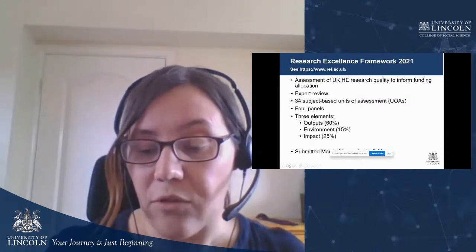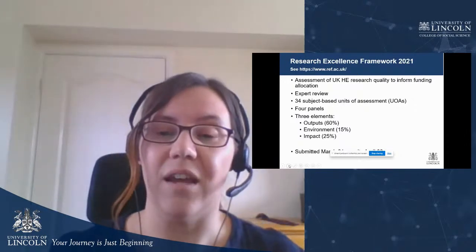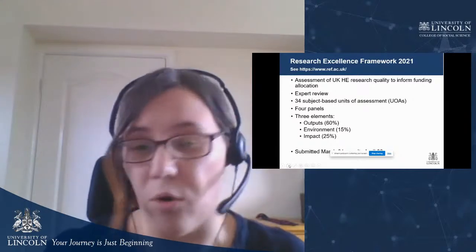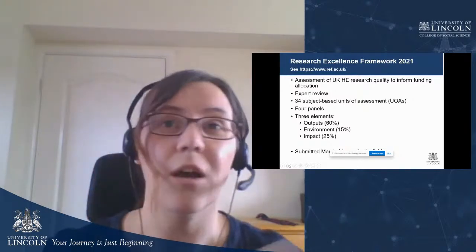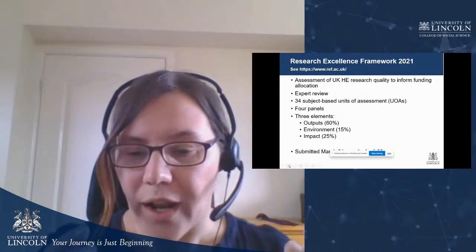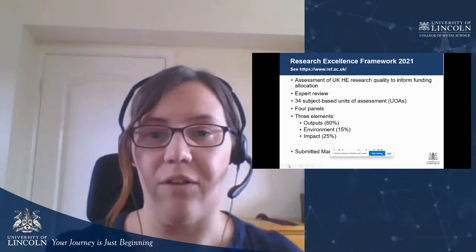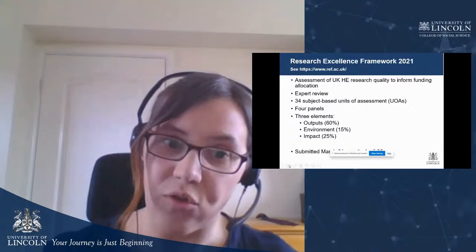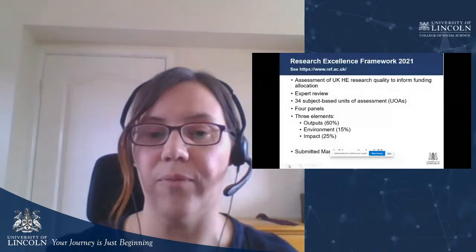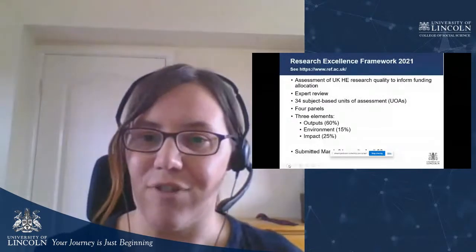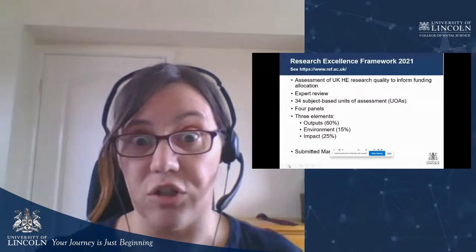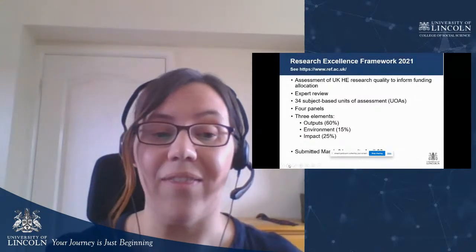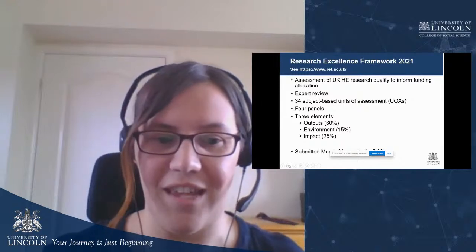Now, the way the REF process works is that we submit a portfolio of work in 3 areas: our outputs, so what research outputs we've got, articles, books, that kind of thing; what our environment is, so what structure we have for supporting research; and impact. And the impact part is worth 25% of the overall score. We submitted our return for this in March, just gone, after an extension because of COVID, and we will get the results next year. And the sector sits awaiting all of this.